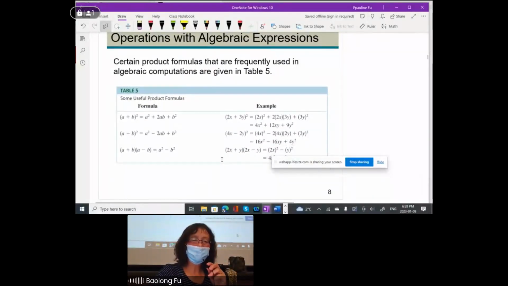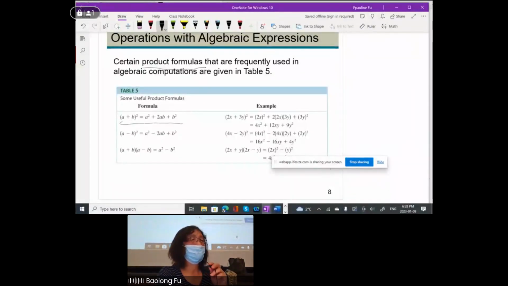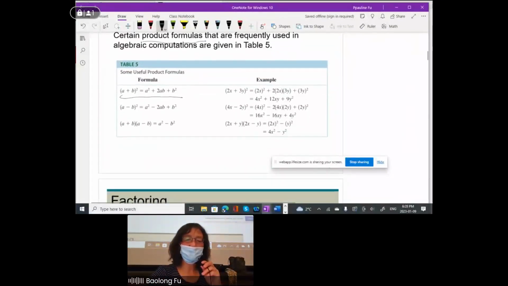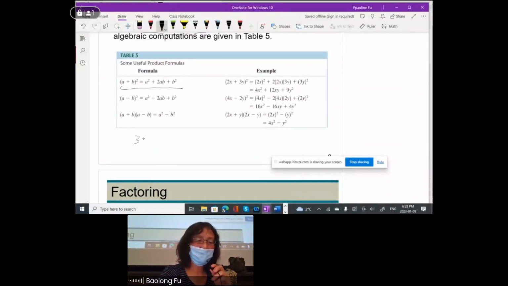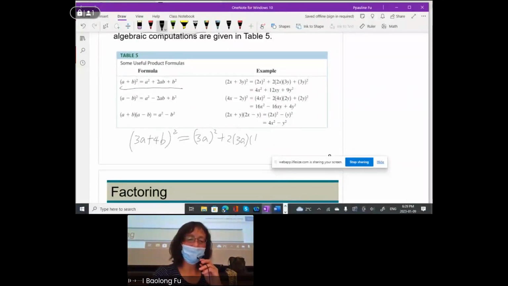So these are the product formulas. Everyone should know. a plus b squared equals a squared plus 2ab plus b squared. There's an example here, but I would provide an additional example. So I would say 3a plus 4b squared equals 3a squared plus 2 times 3a times 4b plus 4b squared. So this is an additional example.